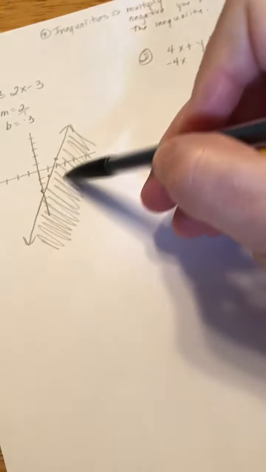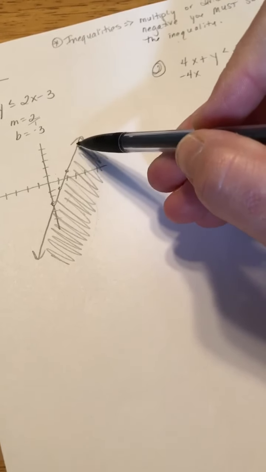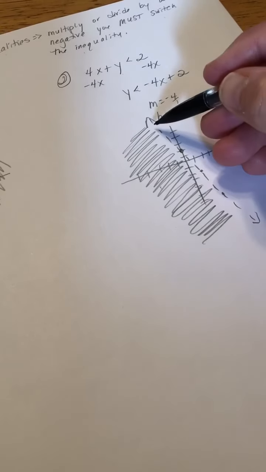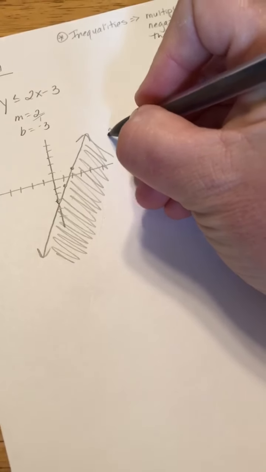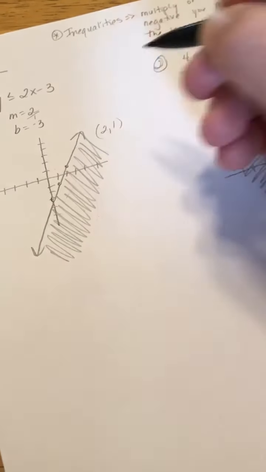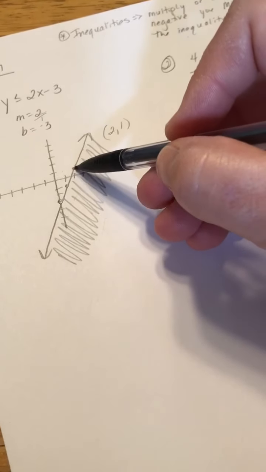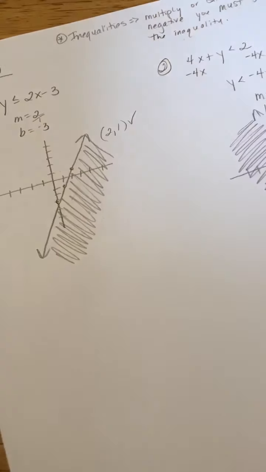Now, solid versus dotted. If it is a solid line, again, this is a great test question, any point that falls on the line will make this inequality true. For a dotted line, any point that falls on the line does not make the inequality true. So for example, over here, if I choose the ordered pair 2, 1, without plugging it in, looking at the graph, will that ordered pair make this inequality true? And the answer is yes.